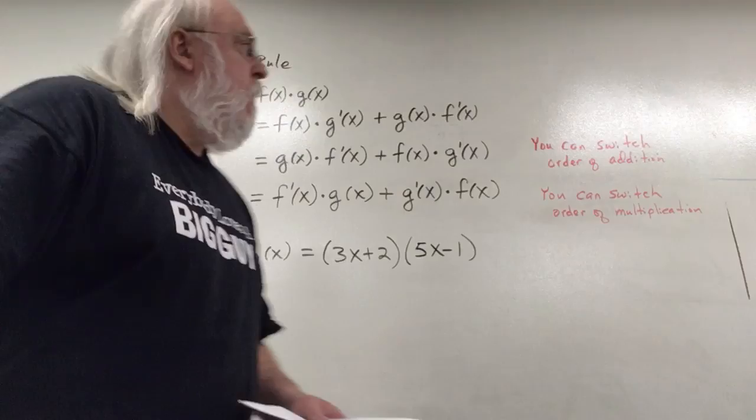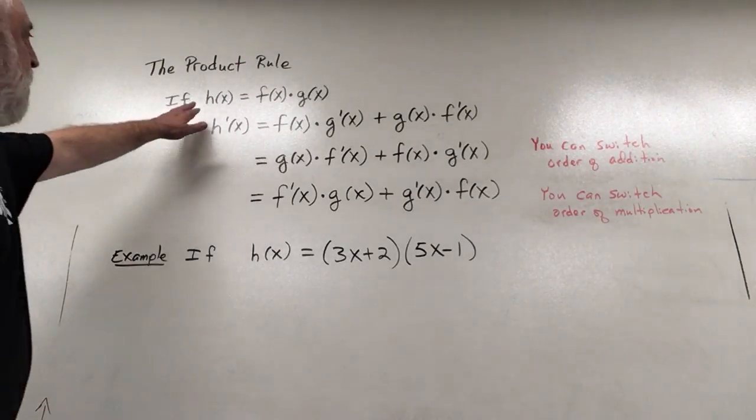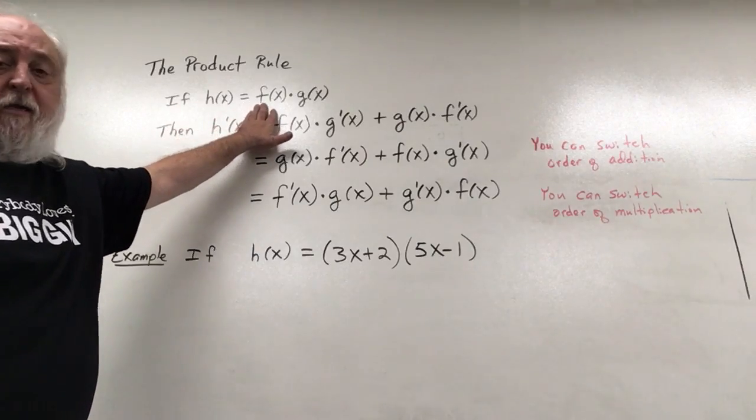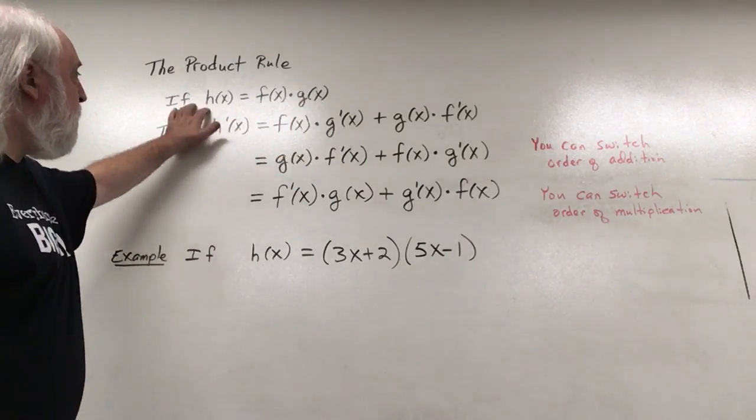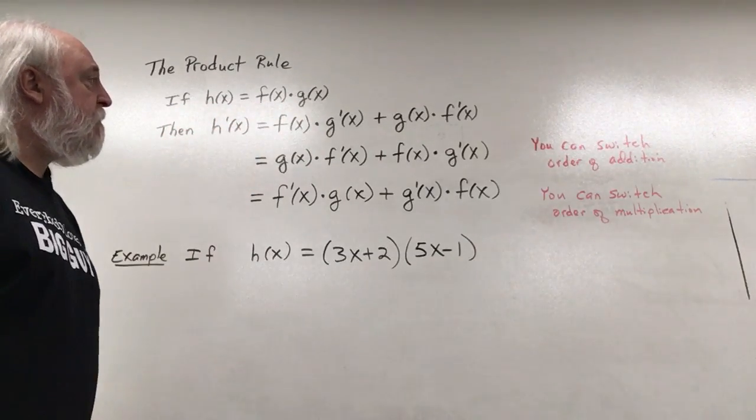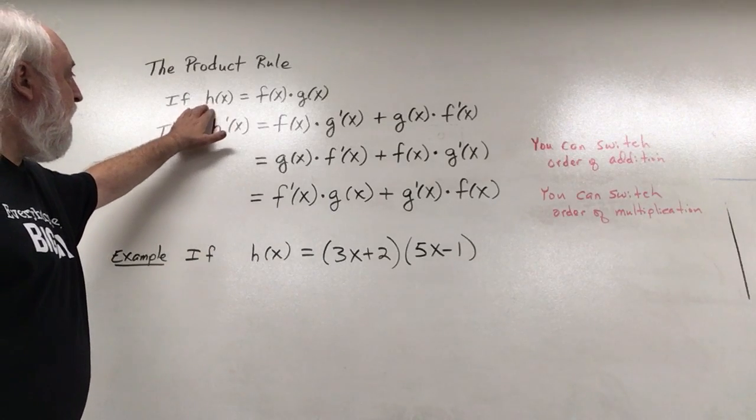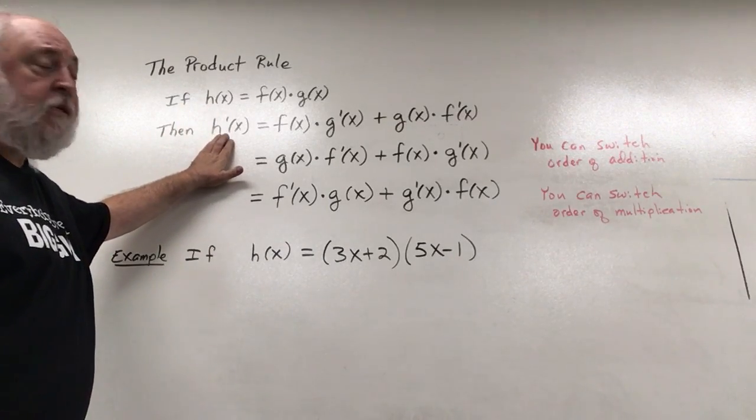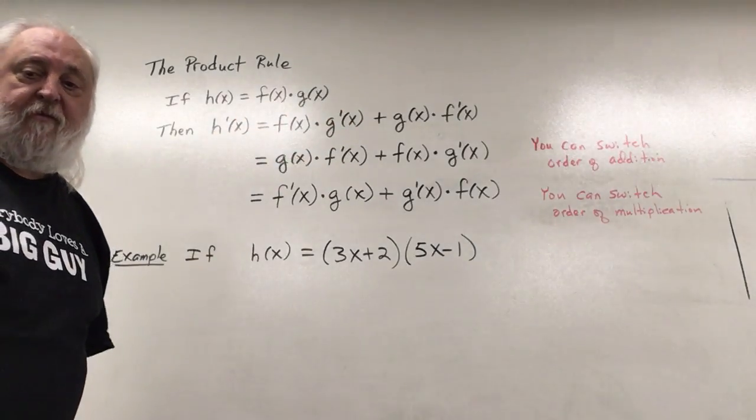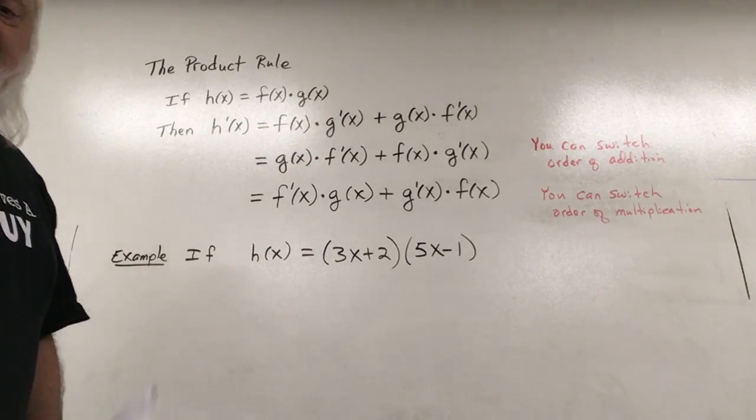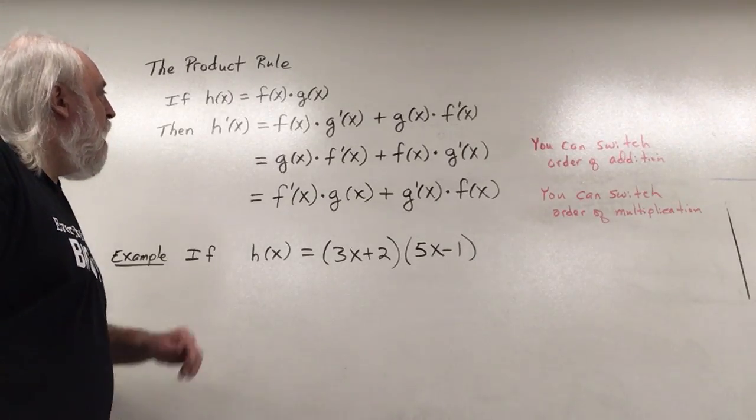The product rule: we have a function h of x that is the product of two other functions, f of x and g of x. So h of x is equal to f of x times g of x. Now, you might think that the derivative of h of x, denoted h prime of x, would just be equal to f prime of x times g prime of x. If only it was that simple. It's more complicated than that.